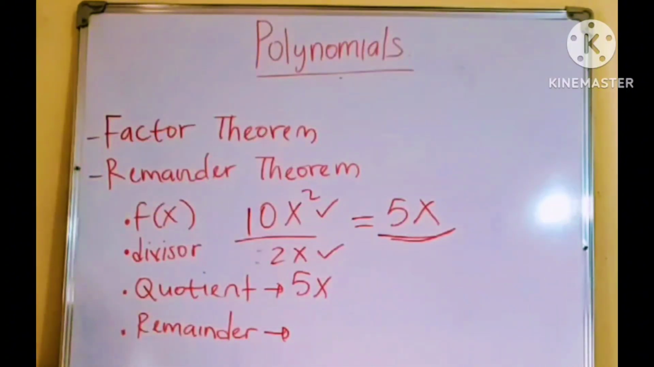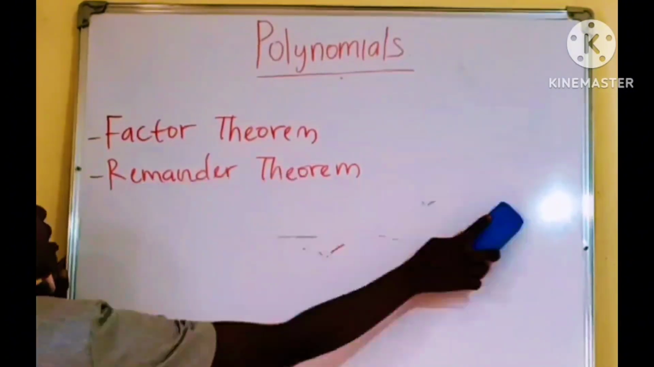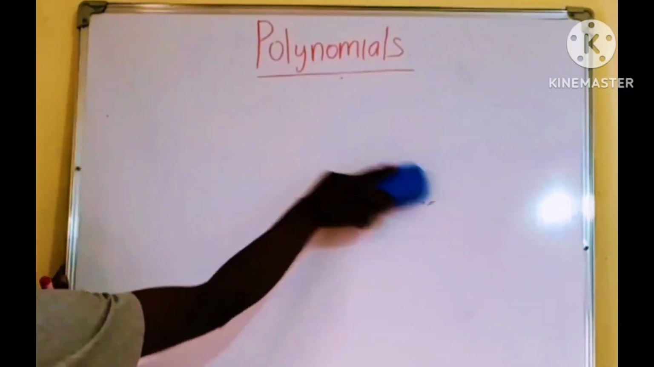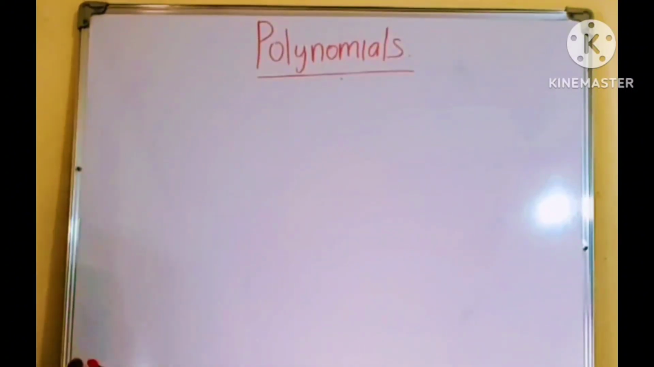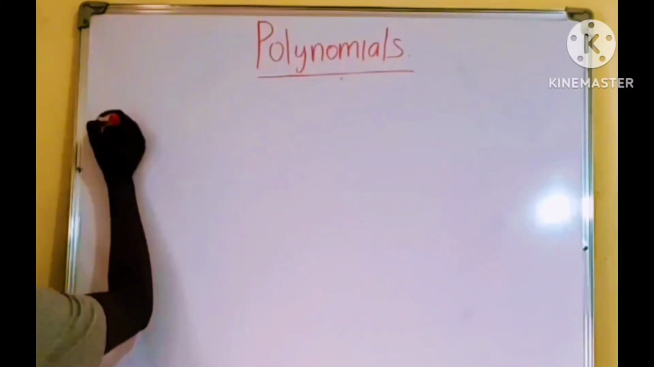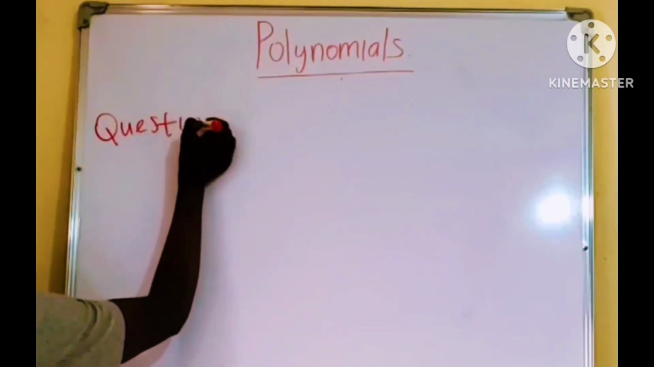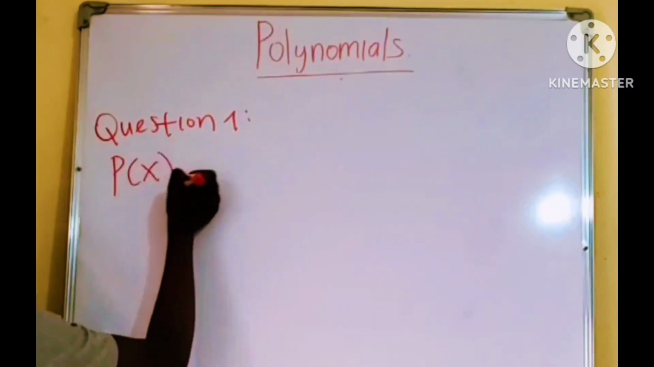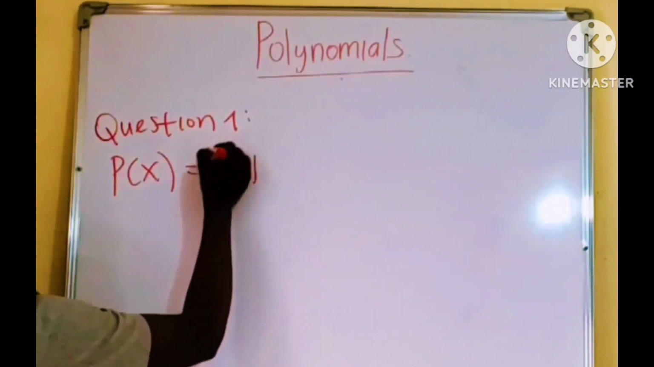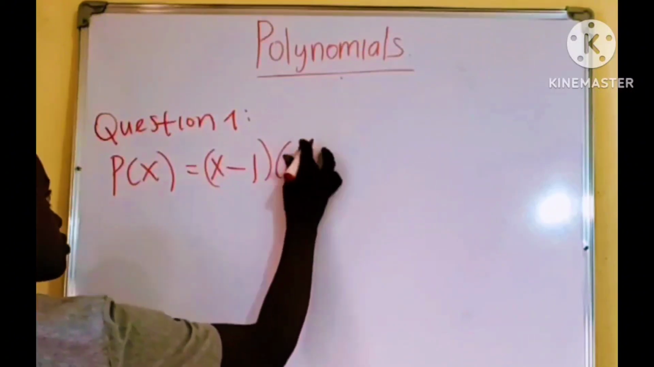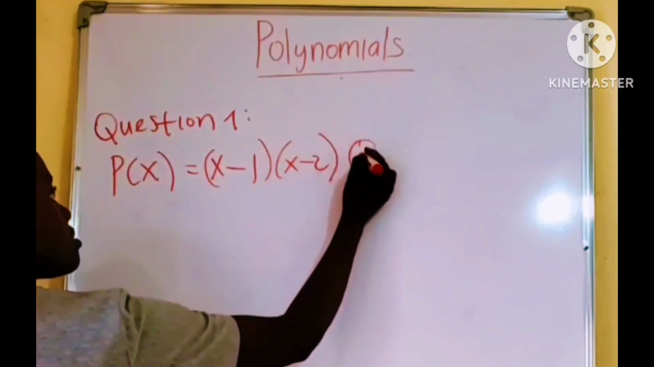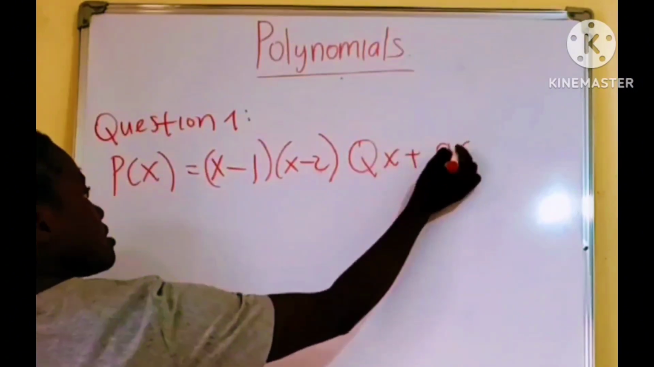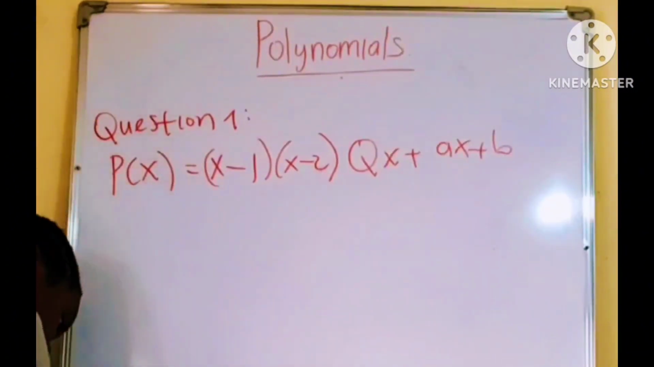So I'm going to look at a question right now to enable us understand how the factor theorem and the remainder theorem are used in solving questions in polynomials. So quickly we are going to look at this question. A polynomial p of x equals x minus 1 into x minus 2 q of x plus ax plus b.